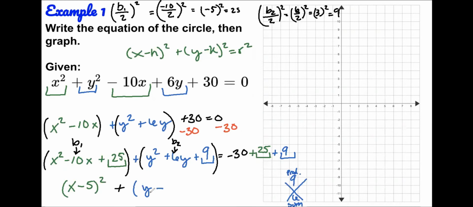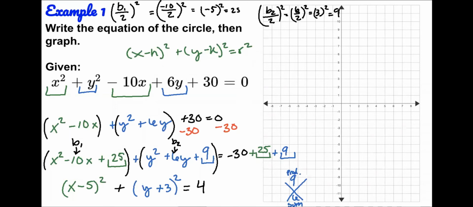So in this case, I hope you guys saw that we have 3 as a number. Don't forget our squared. Now on the right side, we just go ahead and continue and simplify. Negative 30 plus 25 plus 9. What does that give us, guys? I hope you guys can tell me. Negative 30 plus 25 gives me negative 5. Negative 5 plus 9, positive 4.